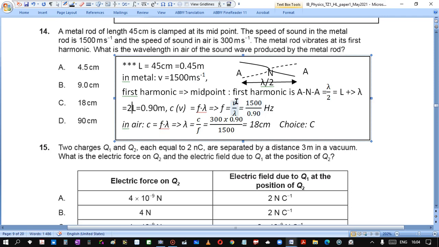We divide speed in metal by wavelength, so again we use wave equation for metal. We get frequency in metal, and as we know frequency, now we have sound in the air with certain frequency, and we should find wavelength. We know the speed, so again we use wave equation, now for air, and we get 18 centimeters, choice C.